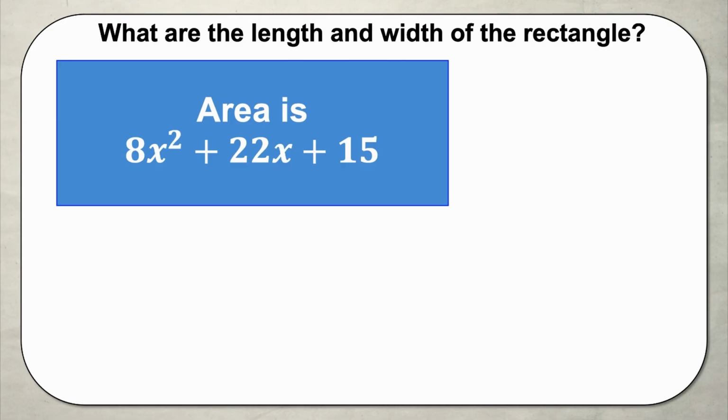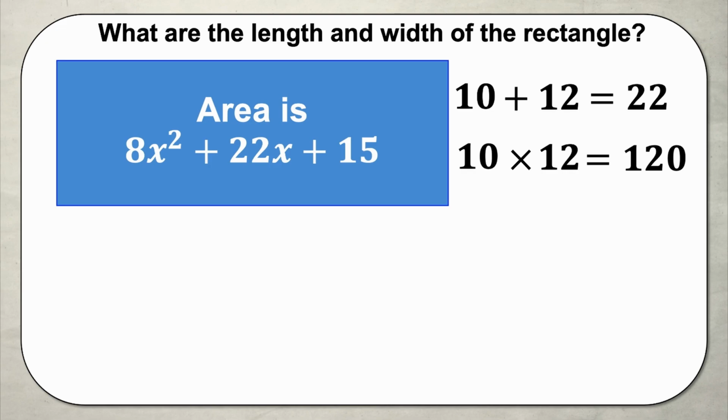The a value is 8, the b value is 22, and the c value is 15. In order to factor this, I need to look for two numbers that add up to 22 and multiply to 120. I'll give you a second to find these values. And as you may have figured out, these values are 10 and 12. 10 plus 12 is 22, and 10 times 12 is 120.